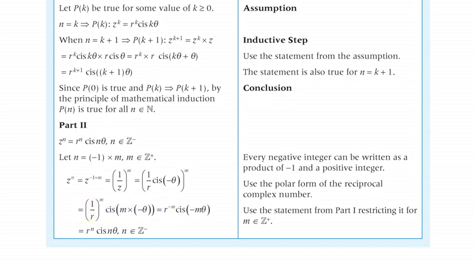Rewrite the answer in terms of n. Equals r to the n multiplied by cis n theta, where n is a negative integer. This concludes the proof of the original statement that the formula works for all integer values.